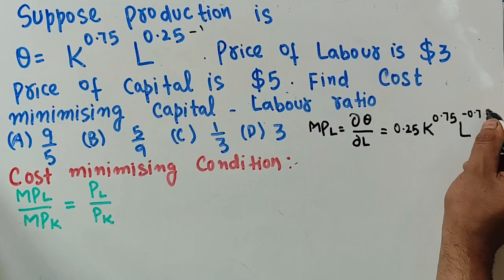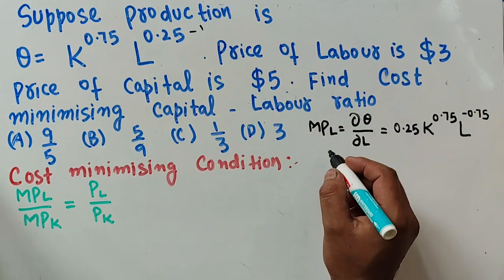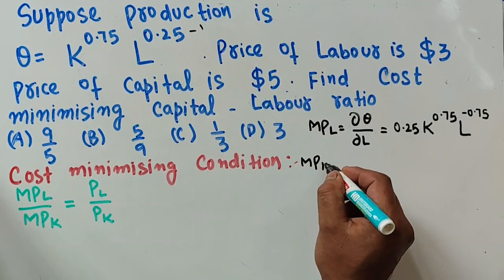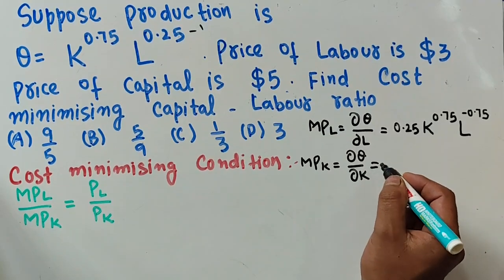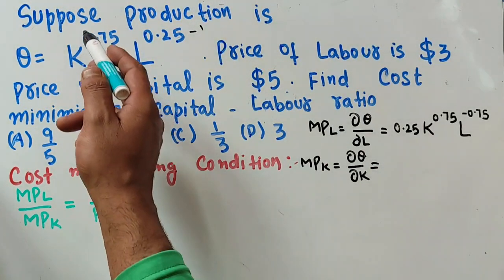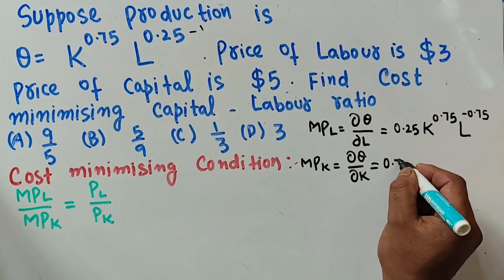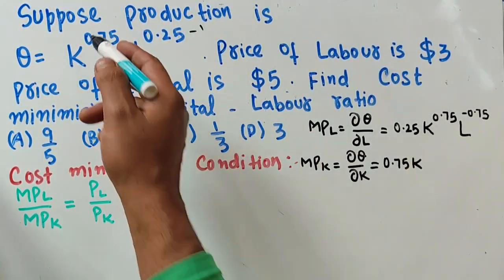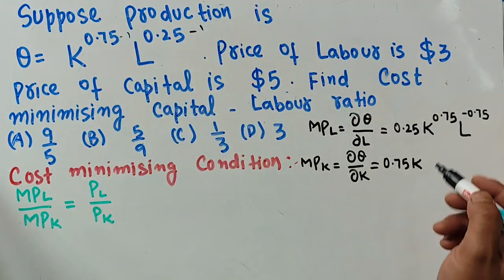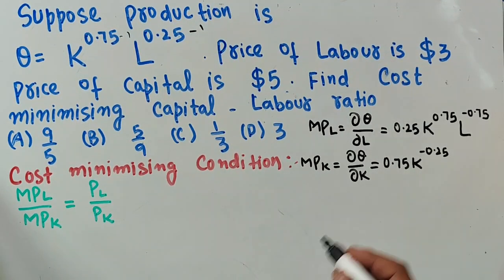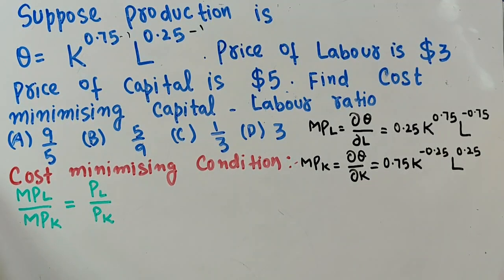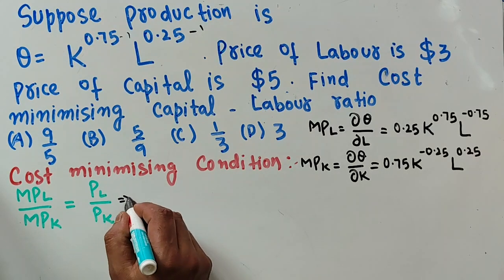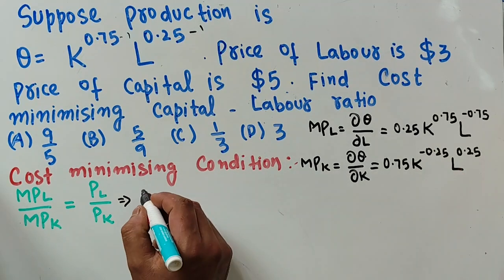Similarly, the marginal product of capital is the partial derivative of the production function with respect to capital. This time we partially differentiate with respect to K. The exponent of K becomes the coefficient, so we have 0.75, then K raised to the power 0.75 minus 1, which is minus 0.25. Then L raised to the power 0.25 remains the same because we are taking the partial with respect to K here.